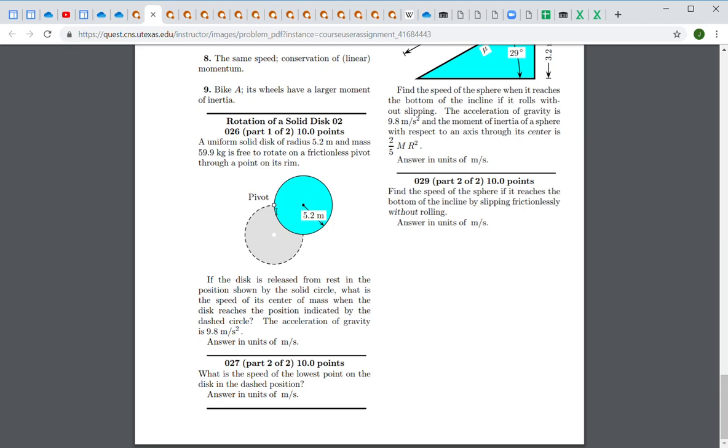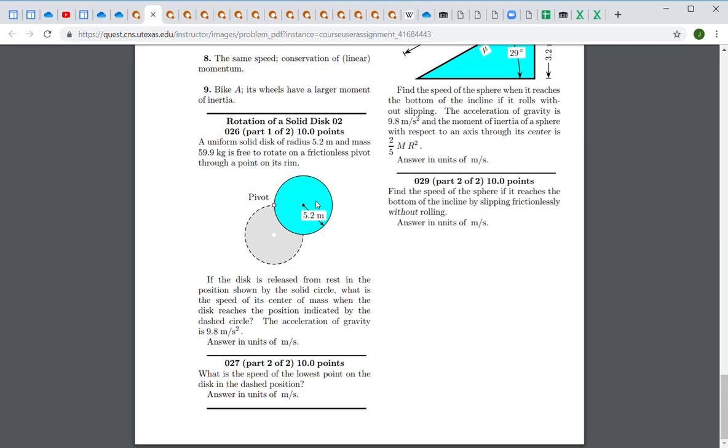All right, if the disk is released from rest in the position shown by the solid circle, what's the speed of the center of mass? In other words, how fast is that point at the center moving through space when it reaches the lowest position, the position shown by the dashed version there?